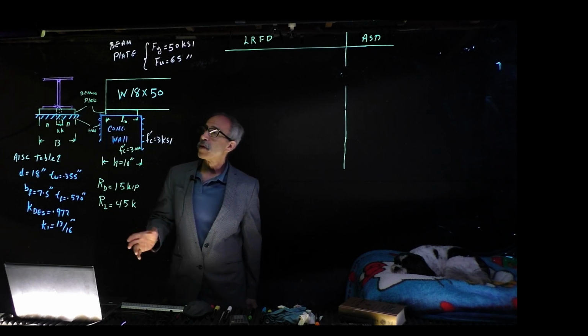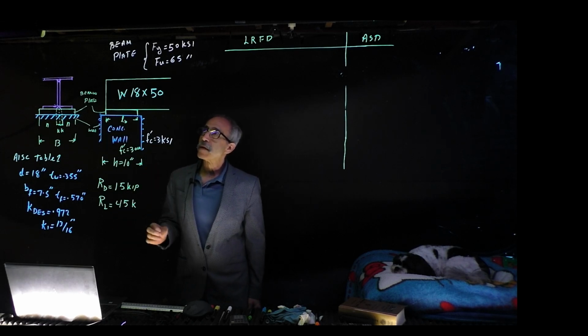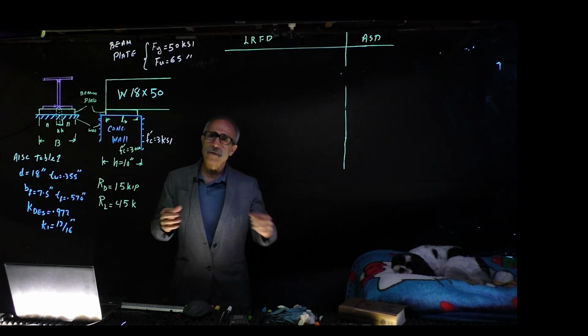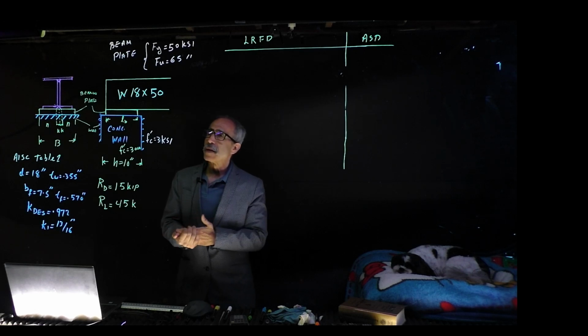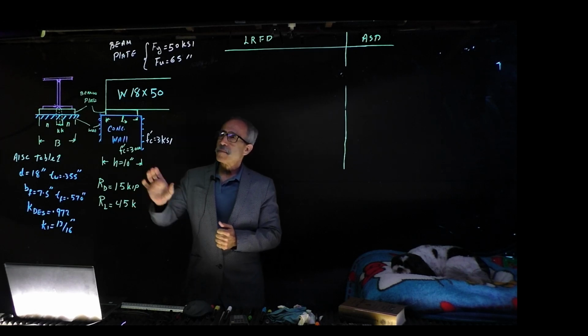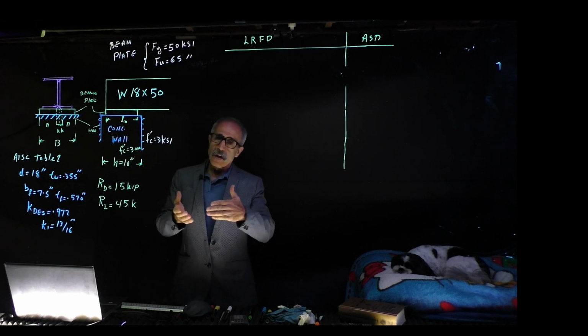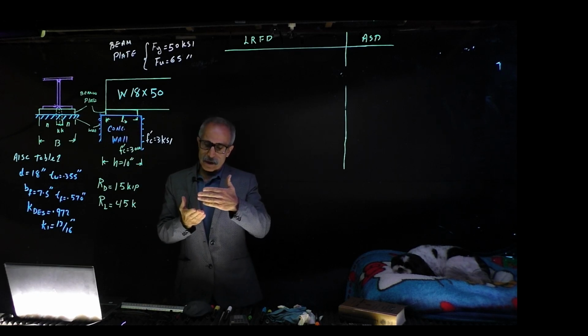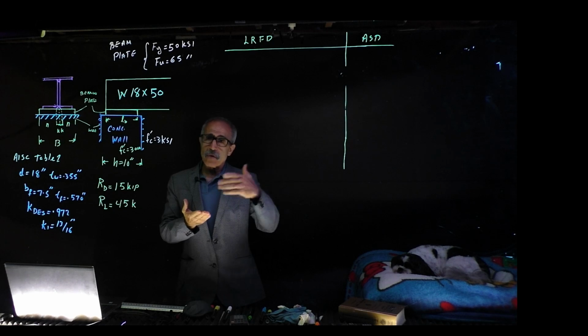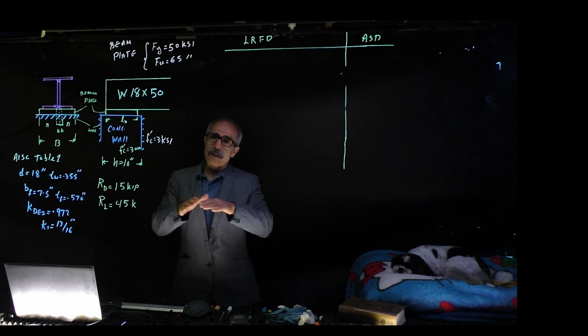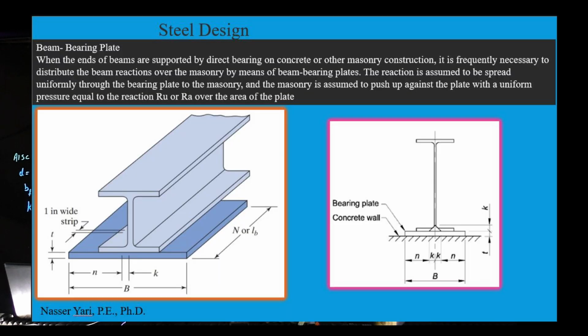In this lecture, we're going to design a beam bearing plate. Sometimes when you have a beam resting on concrete, you may require a bearing plate, and really it's a good idea to put a bearing plate there because the reaction force from the beam, or the weight of the beam with all the load on it, you'd like to see distributed evenly over the concrete or masonry wall. And so that's why it's good to put a bearing plate here.